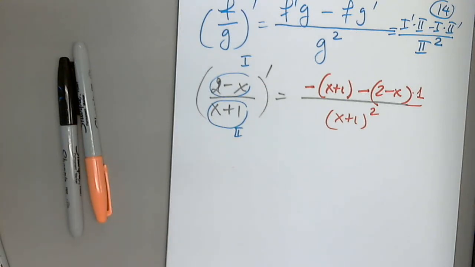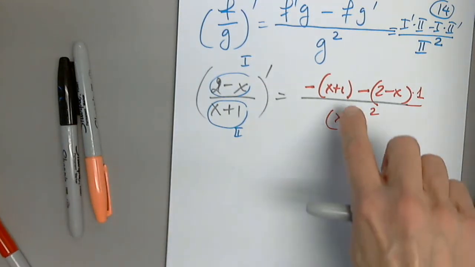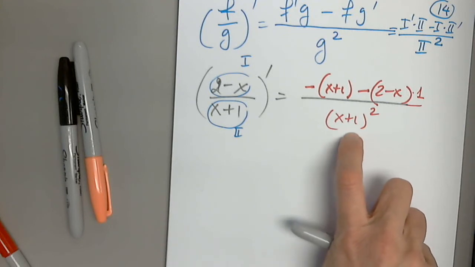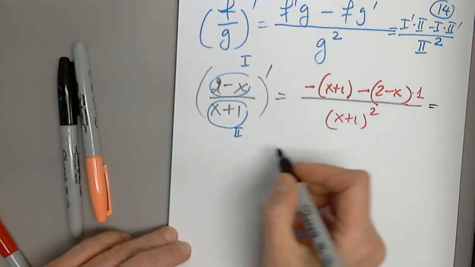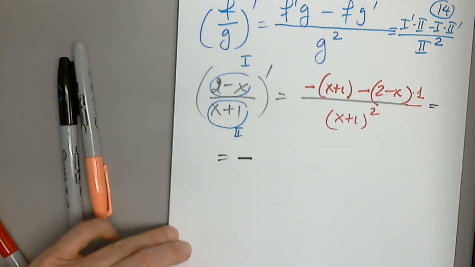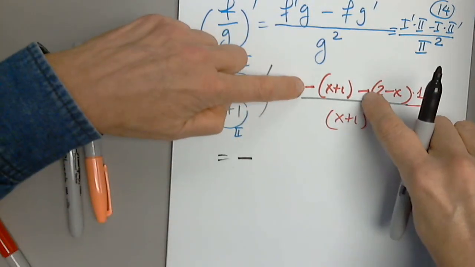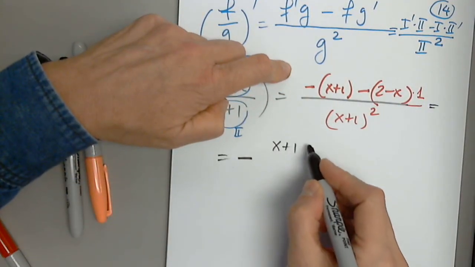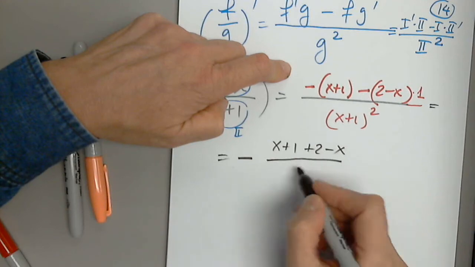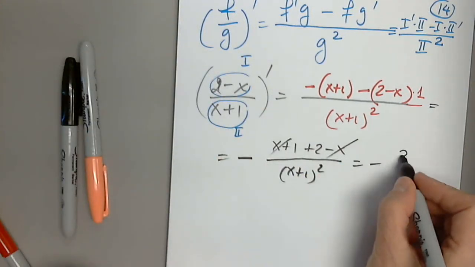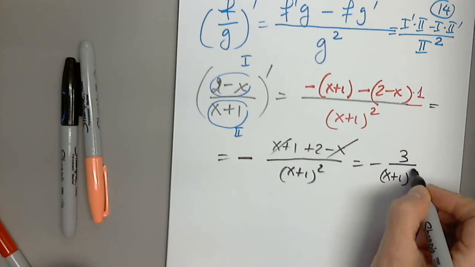Now, you understand that if you would make this mistake and simplify x plus 1 with an x plus 1 from the denominator, there would be a tragedy, correct? Okay, perfect. So what I would like to do is put a minus sign in front. Factor out -1 from both terms. And then I have x plus 1 plus 2 minus x divided by x plus 1 squared. These two go away, and the answer is -3 over x plus 1 squared.